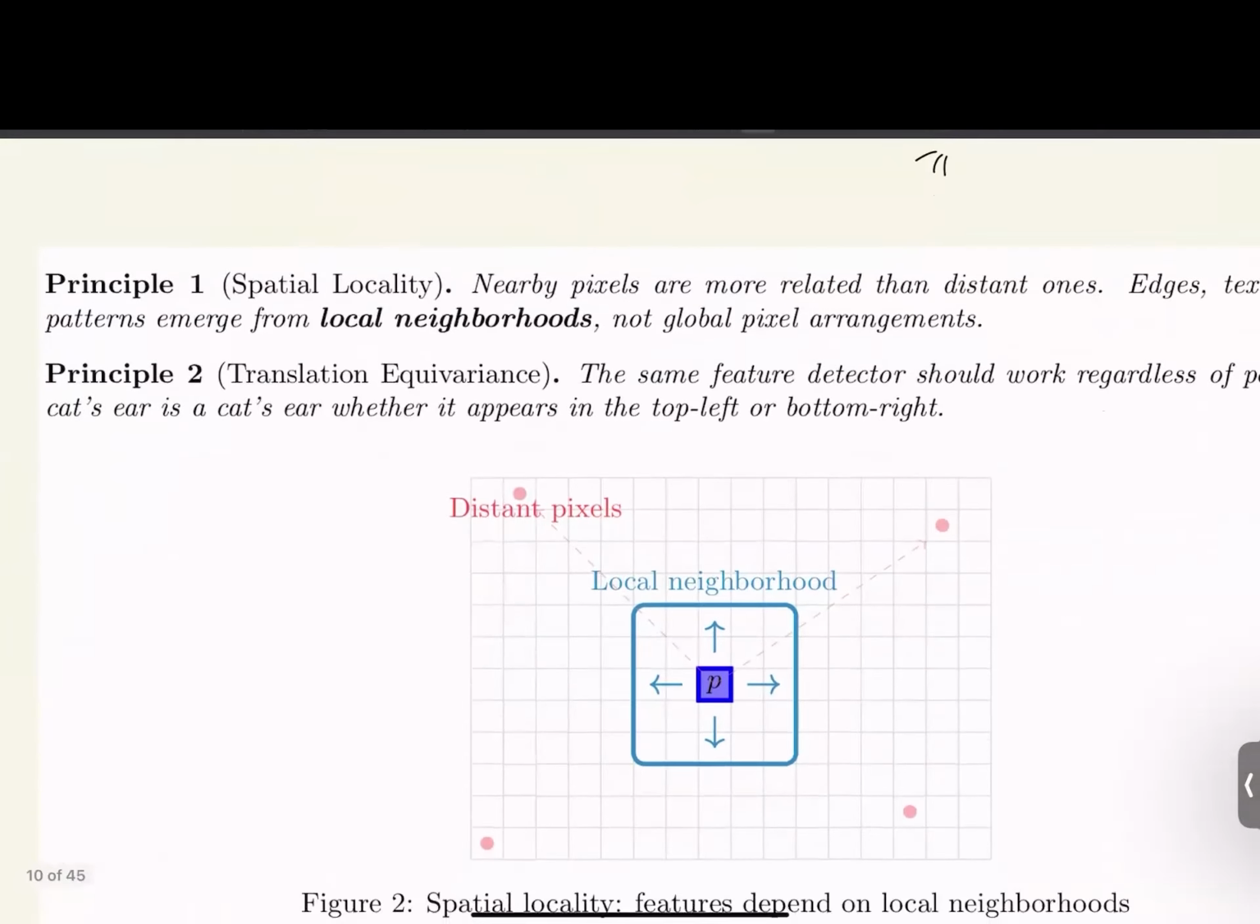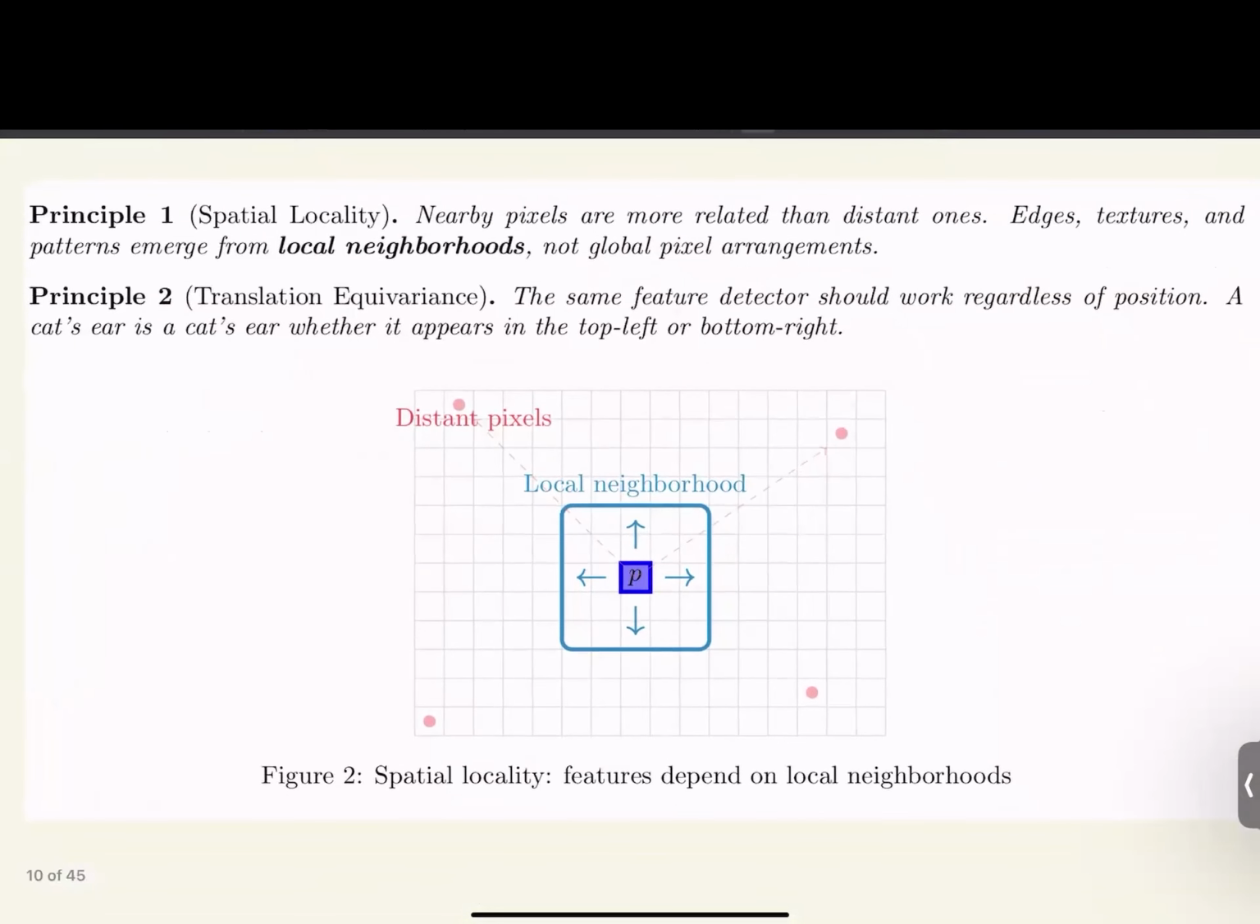So there are 2 principles that we can consider. First principle, spatial locality. When the neural network is looking at a pixel, it should consider that this pixel is not alone and it has some local neighborhood and a pattern that comes from this neighborhood.